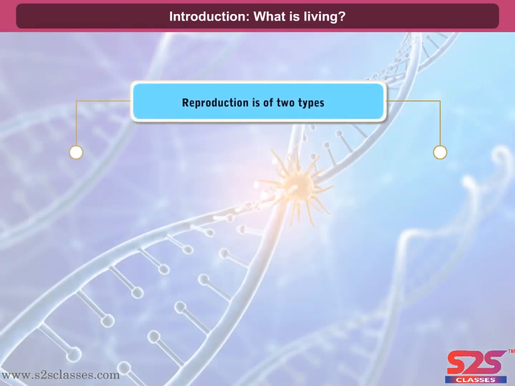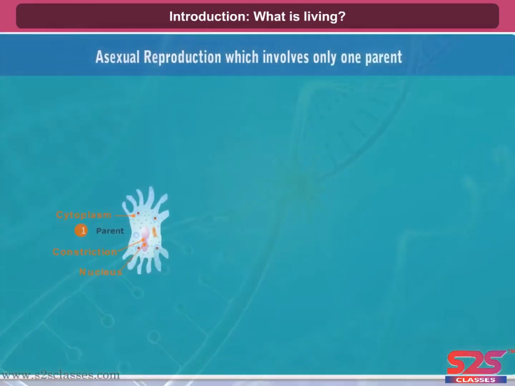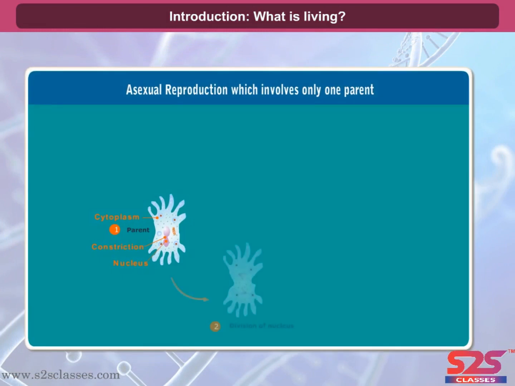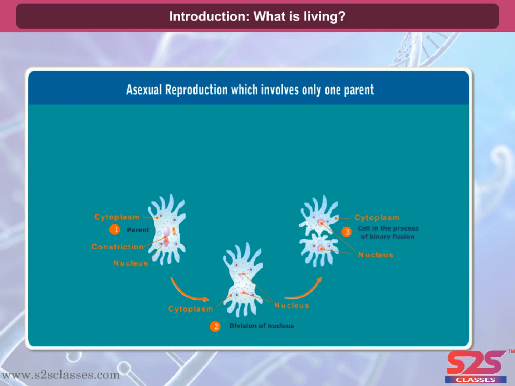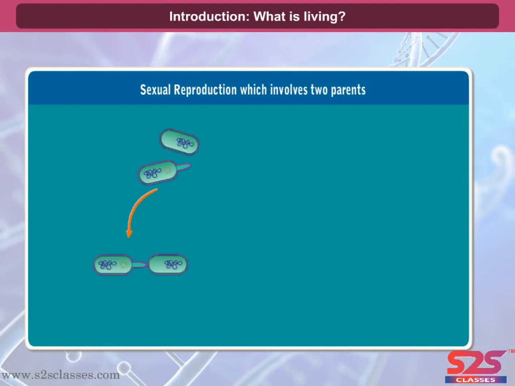Reproduction is of 2 types. 1. Asexual reproduction. 2. Sexual reproduction. Asexual reproduction involves only one parent. Sexual reproduction involves 2 parents.